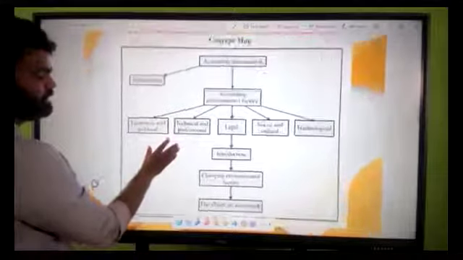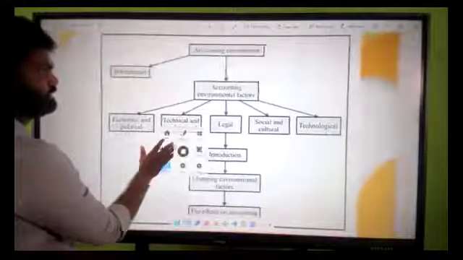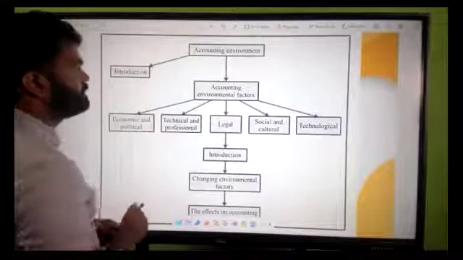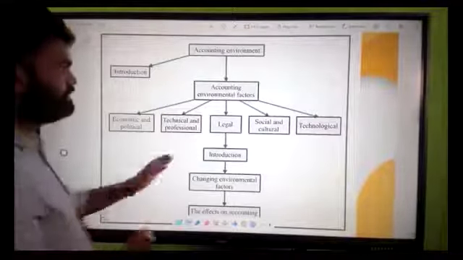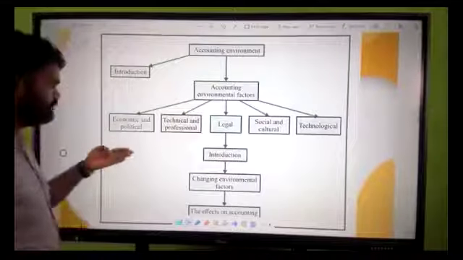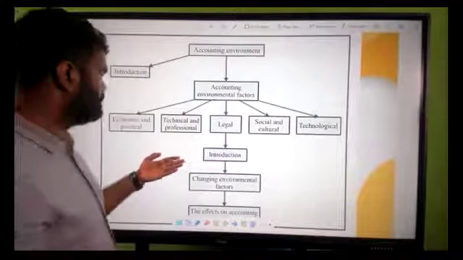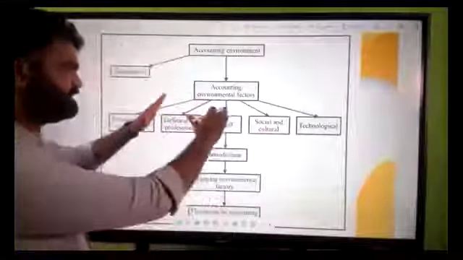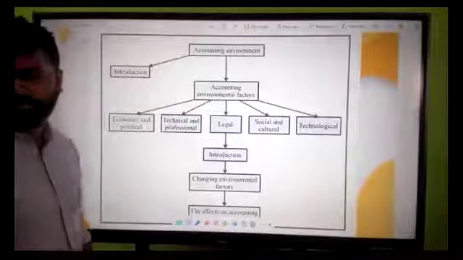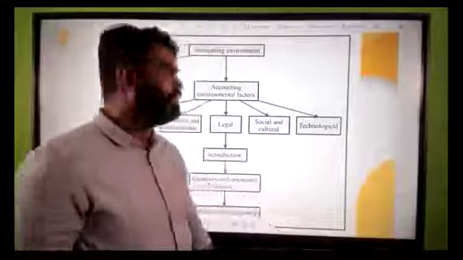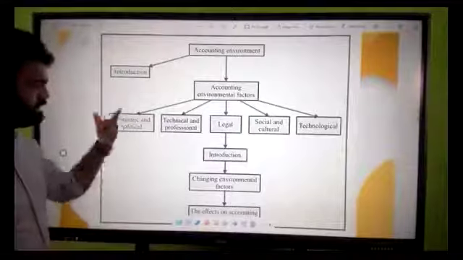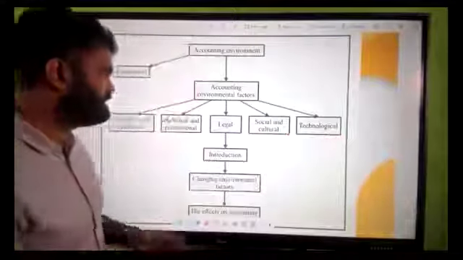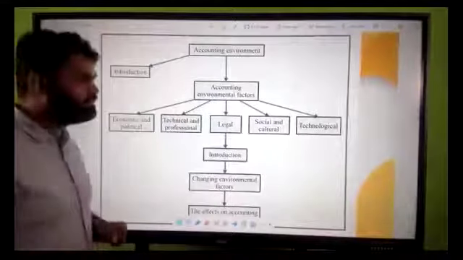Concept map. This is actually a mind map. You should know these things firstly. Accounting environment, introduction, environmental factors: economic and political, technical and professional, legal, social and cultural, technological. These are the factors. But in business studies, you have to classify the business environment as PESTEL. But in accounting: economic and political, technical and professional, legal, social and cultural, and technological. This is how you need to categorize the accounting environment.